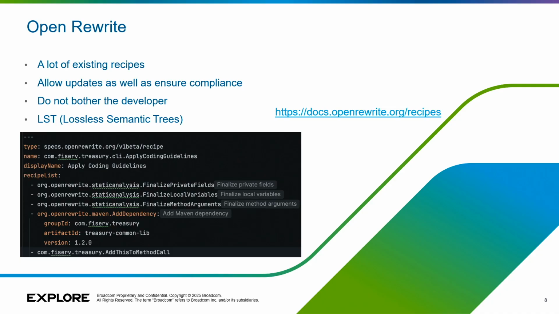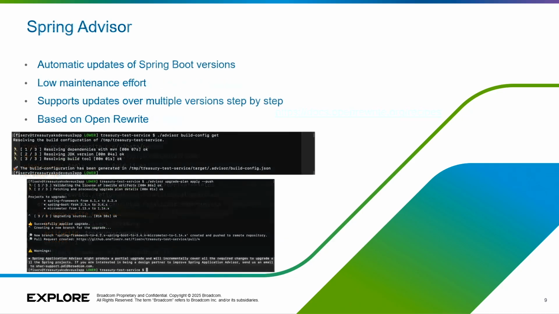So I put that under the "do not bother the developer" category, so that he can maybe get home in time. And then there's the Spring Advisor / App Advisor, a tool which you get when you have the Spring Enterprise license. One of the main things it does is upgrade your application to the next Spring Boot version. And it does that also using Open Rewrite in the backend, so it does all the needed changes.